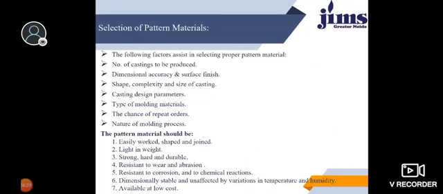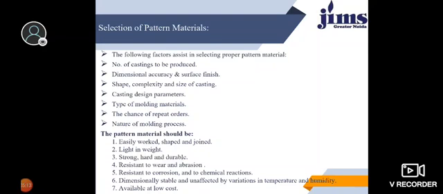Next is the shape, complexity and size of the casting. What shape we want, what is the complexity of the object. Next is casting design parameters, what design parameters are required. Then what is the molding material, which type of molding material we are going to use. And next is the chances of repeat order, whether we have to repeat that product again and again, so that according to that we have to make the pattern. And last is the nature of the molding process, what process we are going to adopt for making that product.